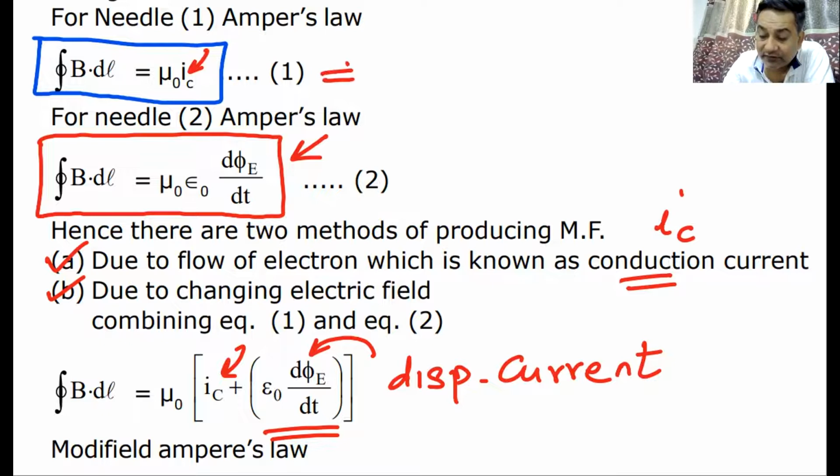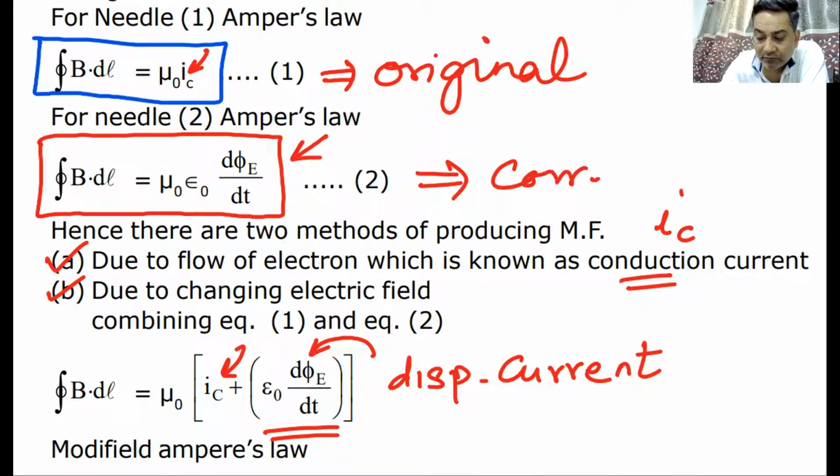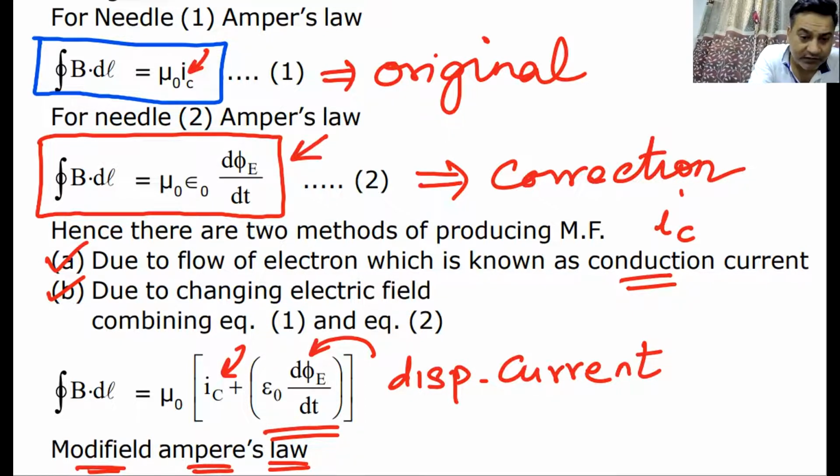This is, you can say, the original form. It only had conduction current, the original form of Ampere's law. This is the correction that was done by Maxwell. He said no, a changing magnetic field with time will also produce an electric field, and this thing put together is known as the modified Ampere's law by Maxwell. I'll give you a minute, maybe 2 or 3 minutes, to note it down.